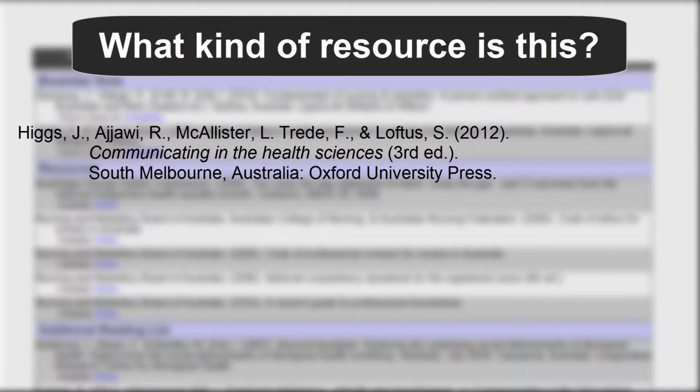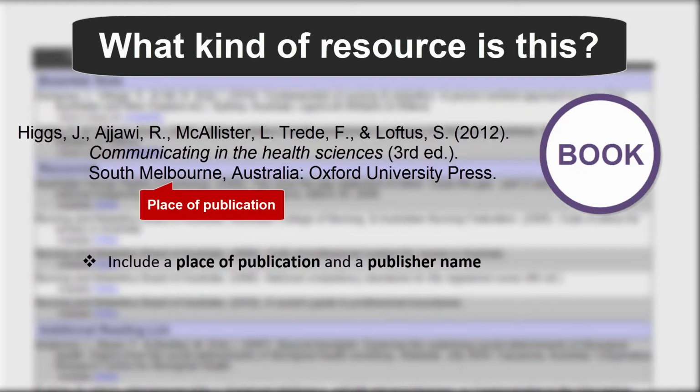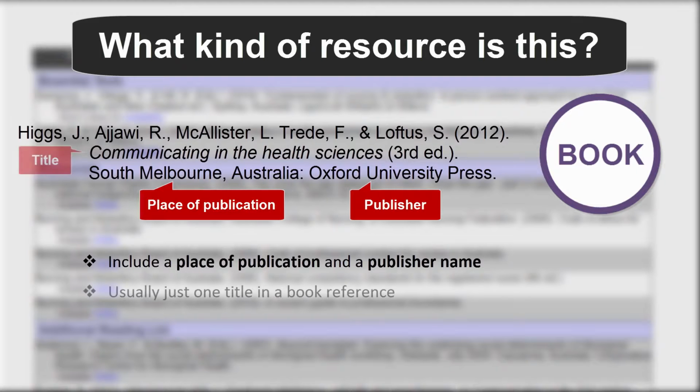What kind of resource is this? Is it a book, an edited book, a journal article, or a web document? I'll give you a few seconds. This is a book. What are the clues? Book references have a place of publication and a publisher name. Also, there is usually just one title in a book reference.